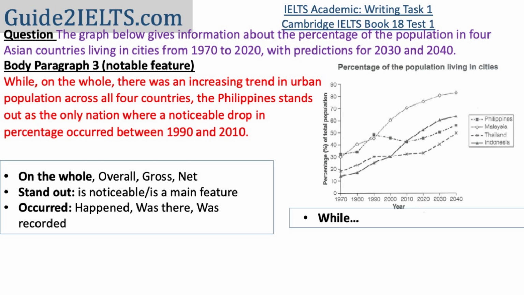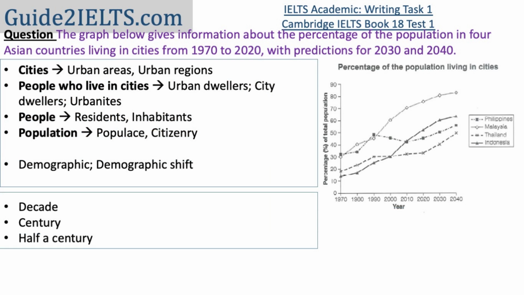Let's now quickly look at some of the vocabulary that helped us write this answer. First is synonyms for cities and people who live in cities. So urban regions, urban areas. Another is synonyms for words like people and population. In this case, because we are referring to people of a country, we can use words like residents and inhabitants. These words cannot be used as a replacement for people in every context.